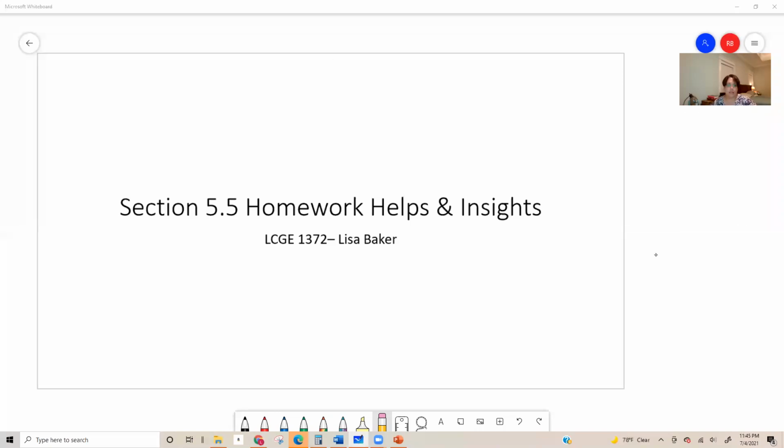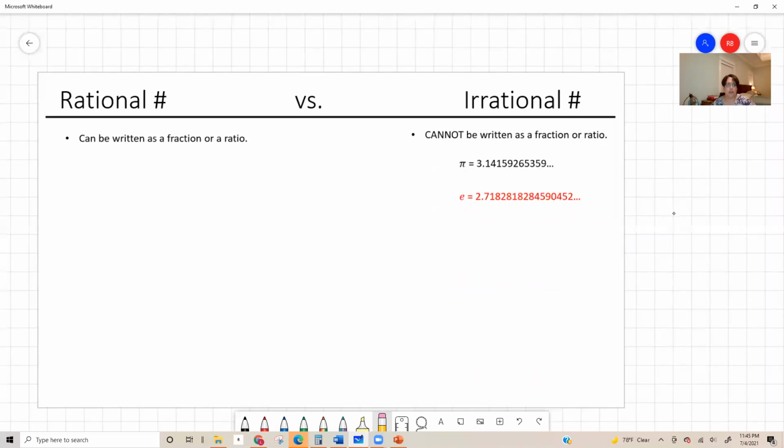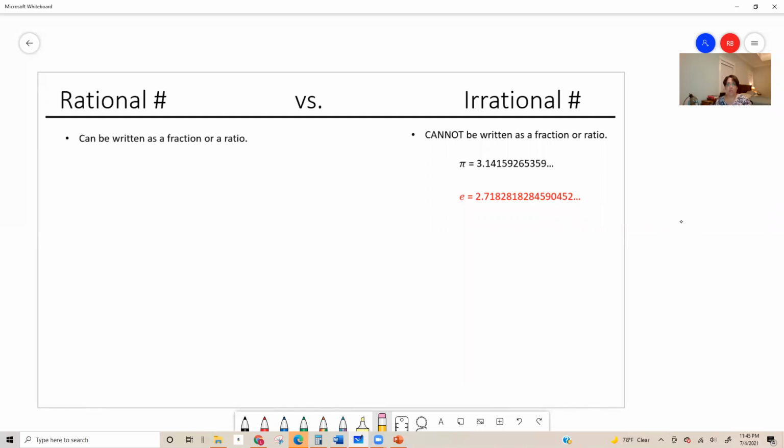We're going to take a look at section 5.5 and a few of the problems that you're going to have on this week's homework. So the first type of problem that you're going to encounter is the difference between rational numbers and irrational. We've actually discussed this some in previous chapters, but a rational number can be written as a fraction or a ratio.